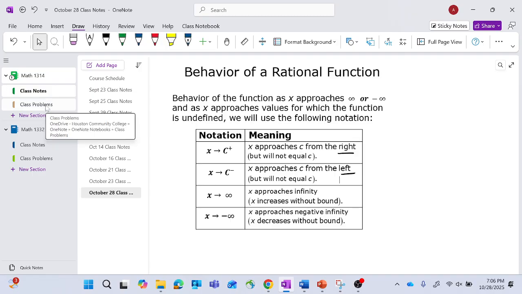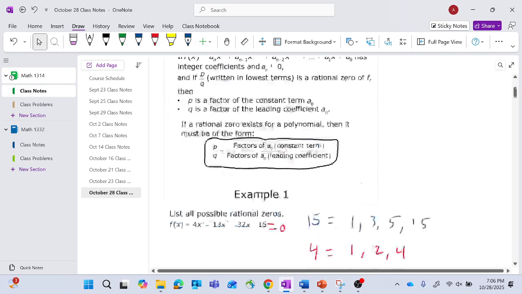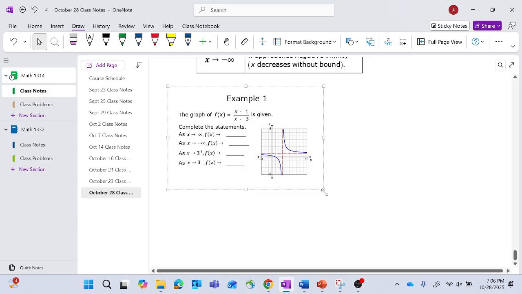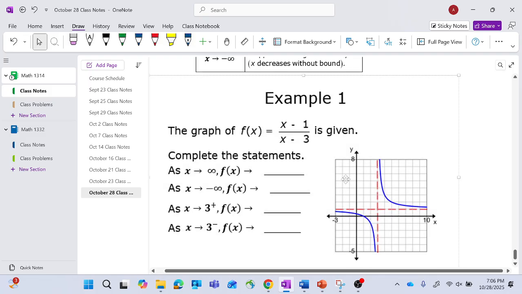We're fine here? Ready to keep going? All right. So example 1, we have a rational function, and we want to complete these statements. The graph of f of x is given right here.